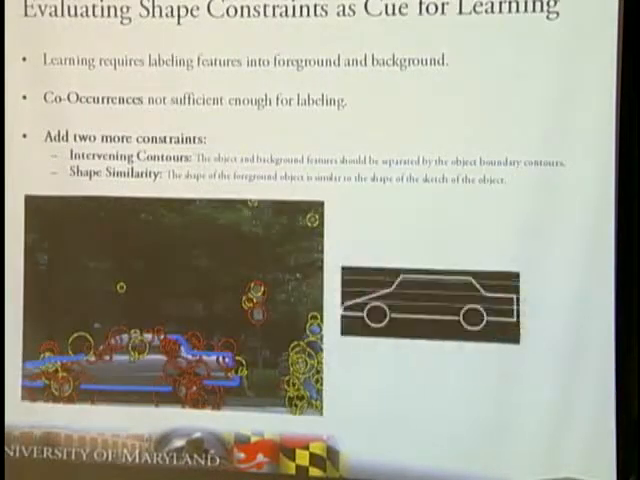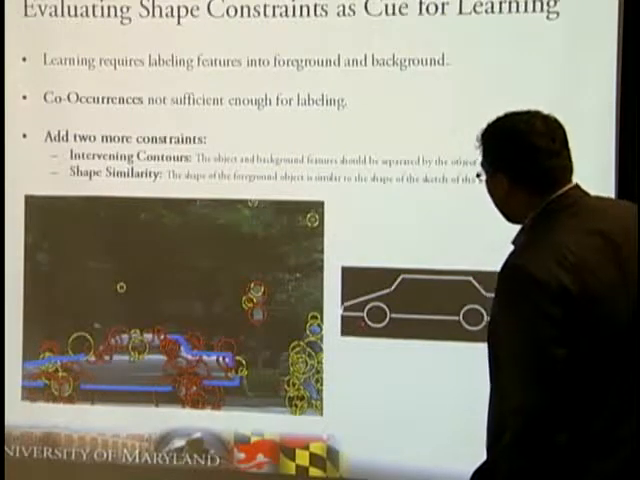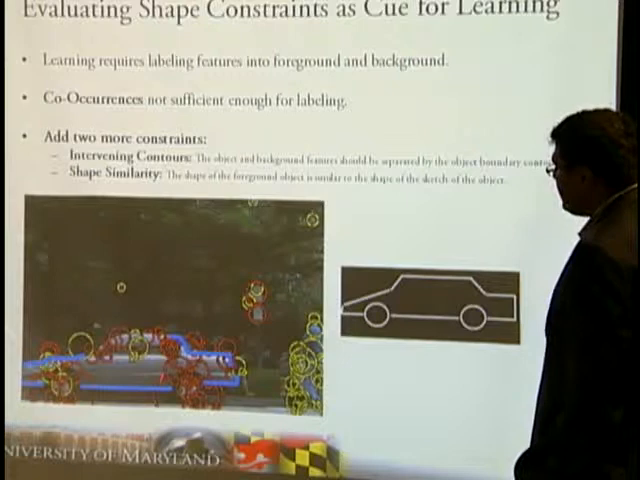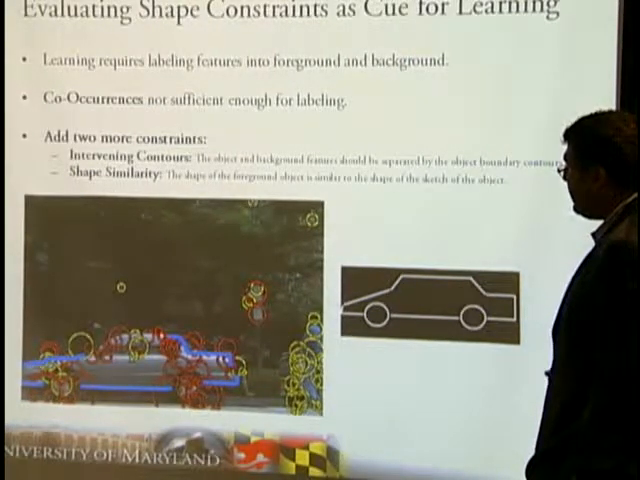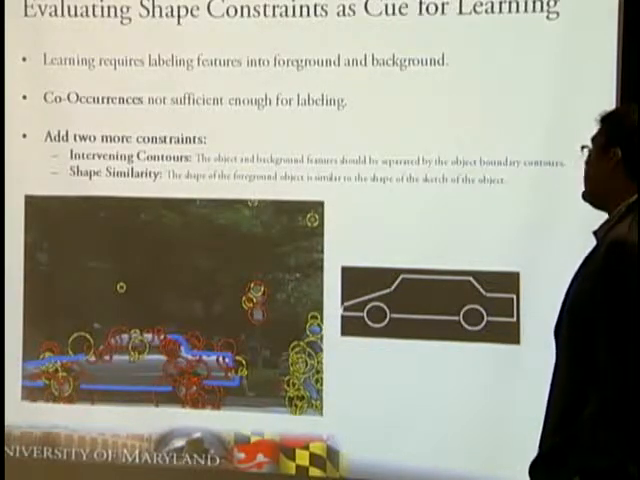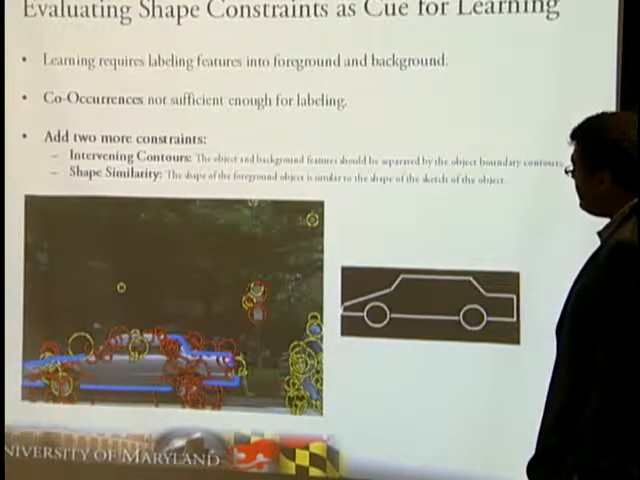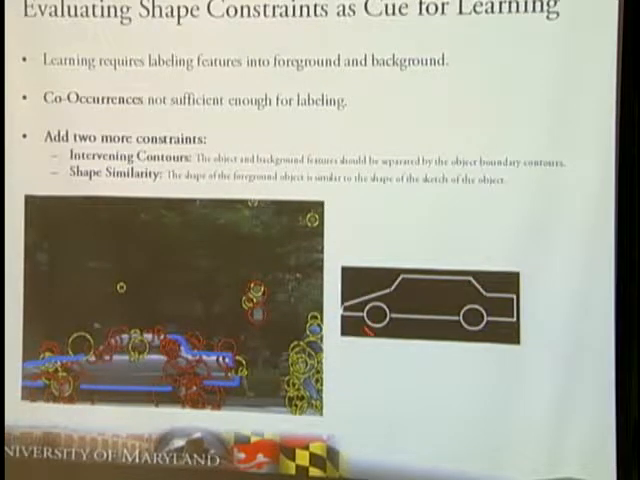However, if you add a single shape sketch in the Django style, and you try to now learn your appearance model by constraining the problem, basically now your problem has 3 constraints. The first, it should satisfy the co-occurrences of the features. There should be intervening contours between the foreground features and the background features. There should be strong intervening contours, and the shape of the intervening contours should be matching the shape of the sketch provided by the human.